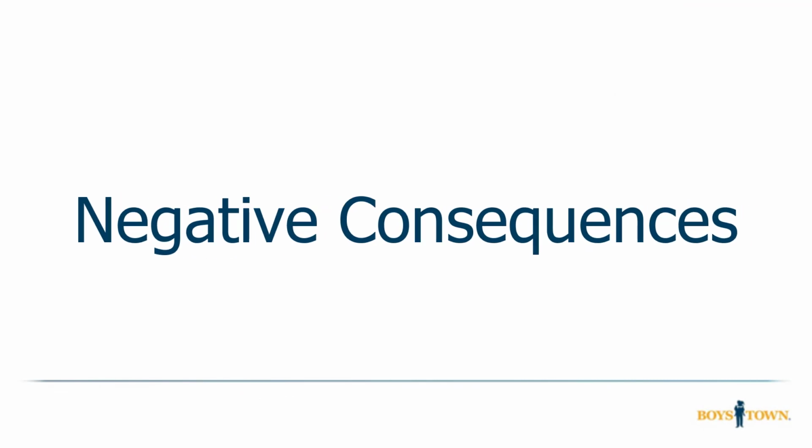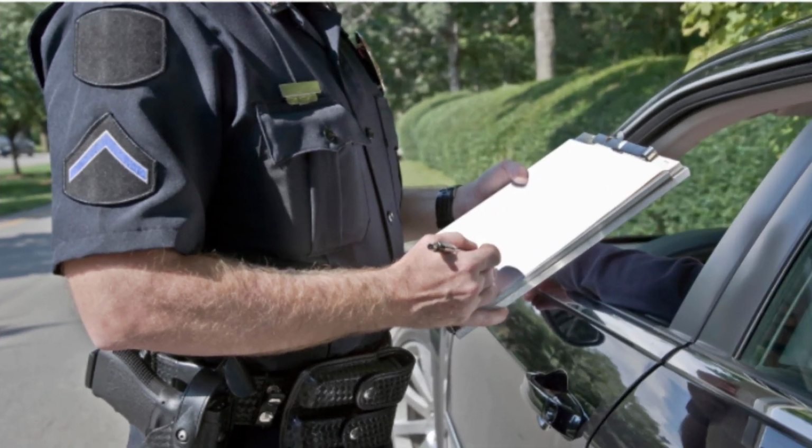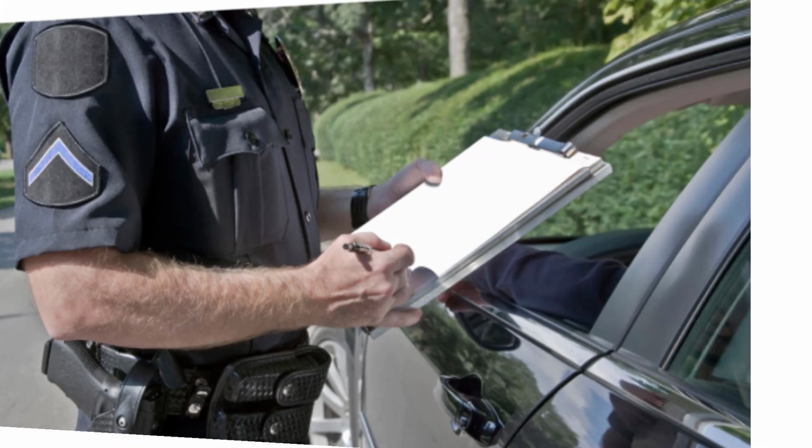Negative consequences are things that we generally do not like, and we will work to avoid. When negative consequences follow a behavior, that behavior will generally decrease in the future. An example of a negative consequence for an adult is a speeding ticket. The negative consequence tends to decrease the number of times we go faster than the speed limit.